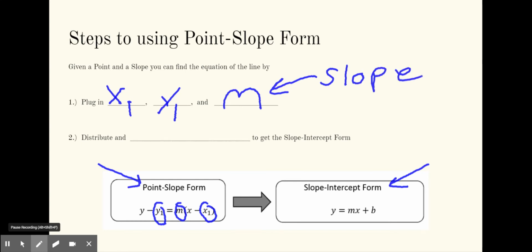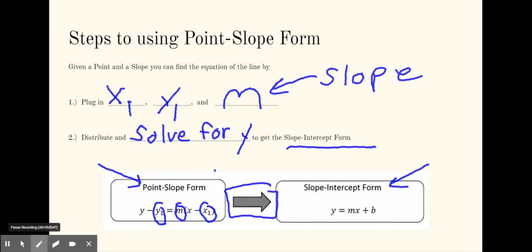The second step is we need to distribute and solve for y. So we're going to solve for the letter y to get the slope-intercept form. So this arrow right here is really step number 2. If you solve for y, you get the slope-intercept form.